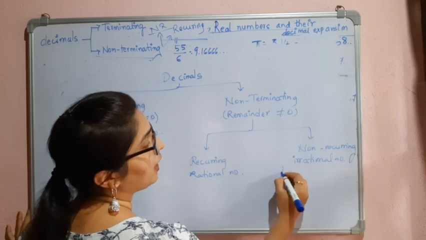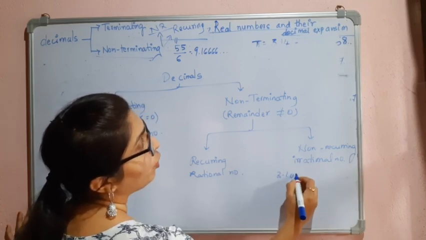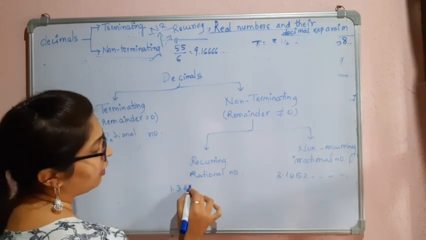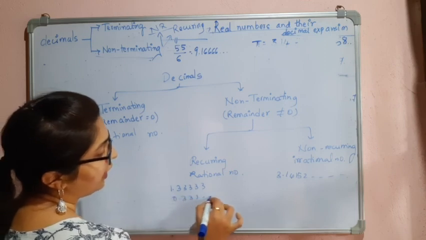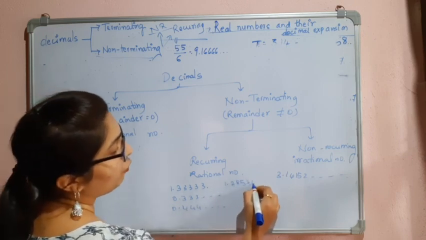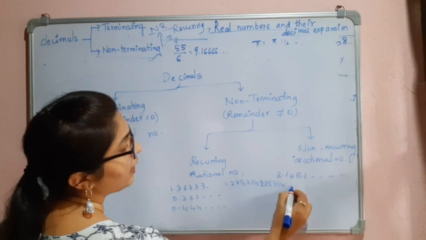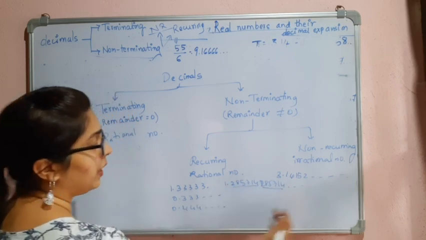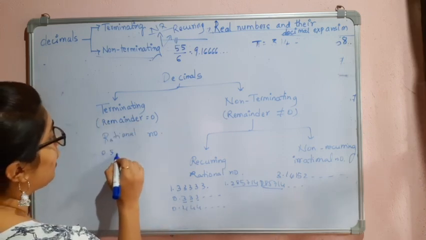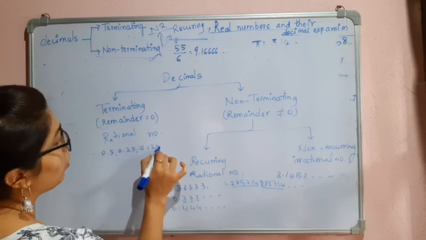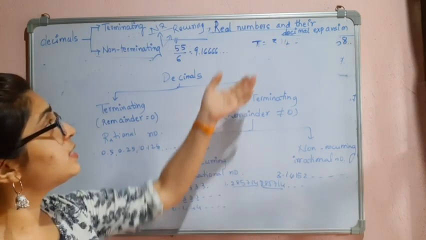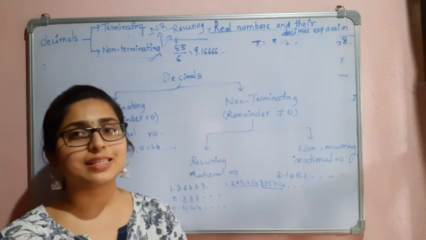For example, you can consider something like 3.14152 and so on, which is not repeating. Here you can write 1.333333, 0.3333 and so on, 0.44444 and so on, 1.285714285714 and so on, because here a particular string is repeating, and here a particular digit is repeating. Terminating: 0.5, 0.25, 0.125 and so on. So these are terminating decimals. So this is all about real numbers and their decimal expansion.